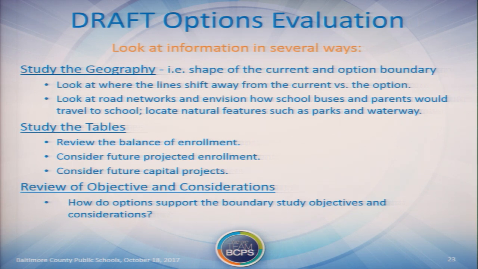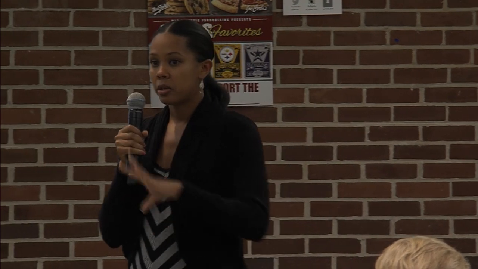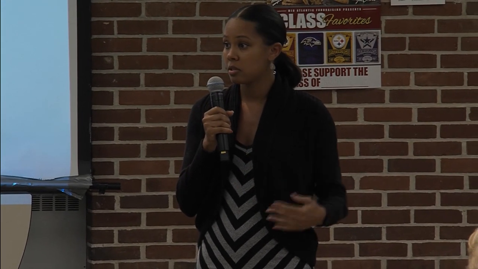The other thing that we want you to look at and evaluate are the tables. So looking at the balance of enrollment, considering future projected enrollment and future capital projects. And then lastly, but not last, inquiring how do the options support the boundary study objectives and considerations as you're moving through. So are there any questions about the small group exercise and what you'll be doing? Okay, great. So we'll work on that for about a half an hour. We'll be around to assist if you have any questions. Okay.